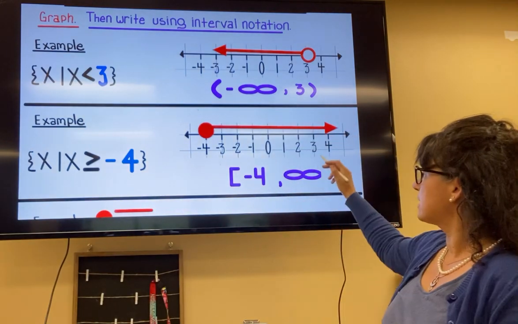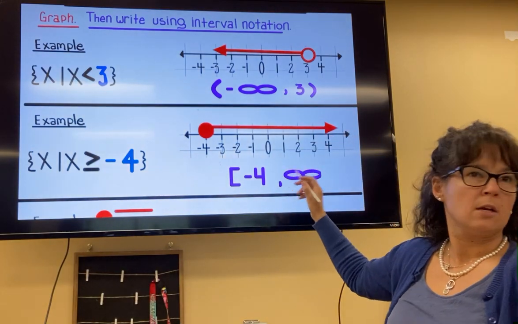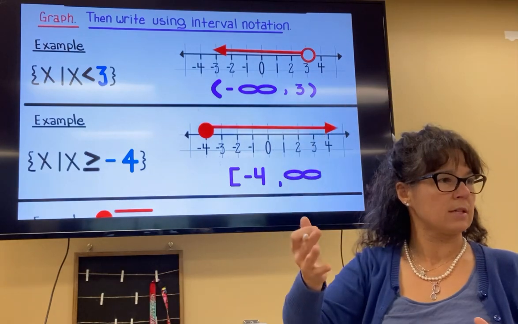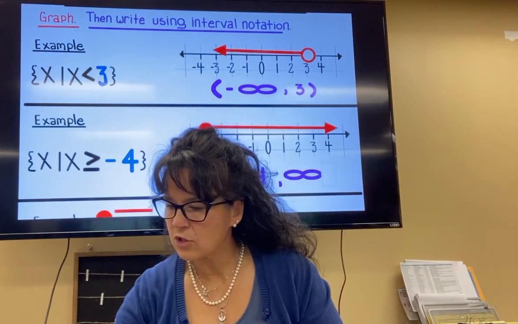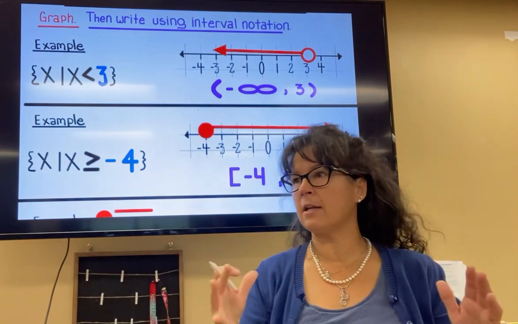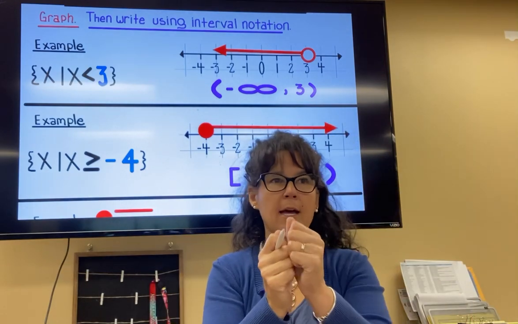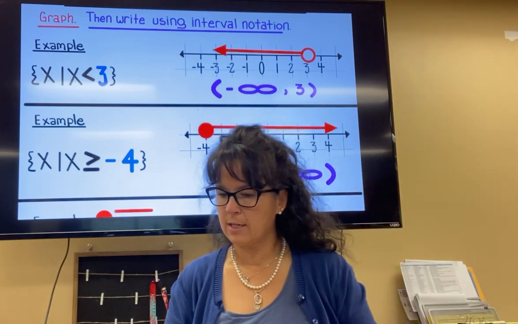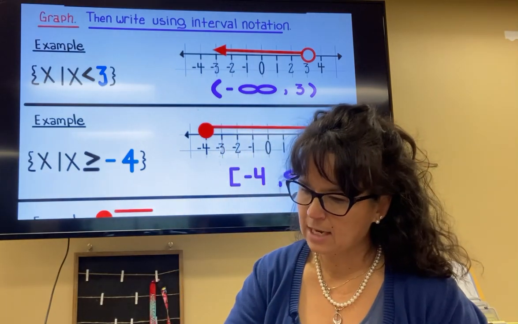And then we have to decide on how we want to close it, but infinities always go with parentheses. It's because we can never actually stop at it, it's a concept, not a number to go and capture. We're never quite getting there. That's why we have that parenthesis. Okay, so one more example here.